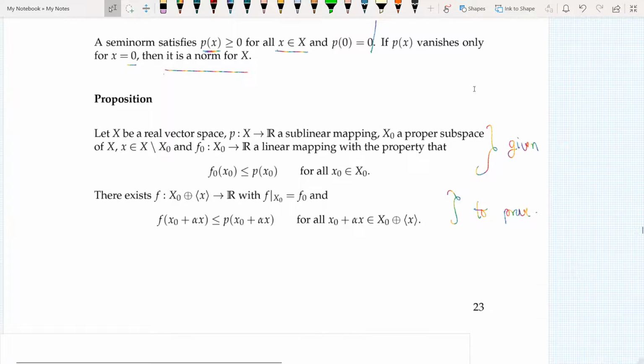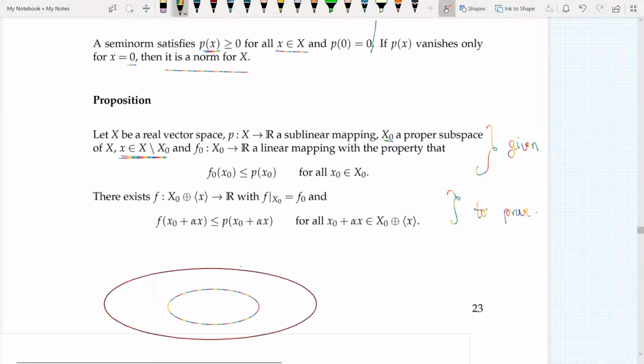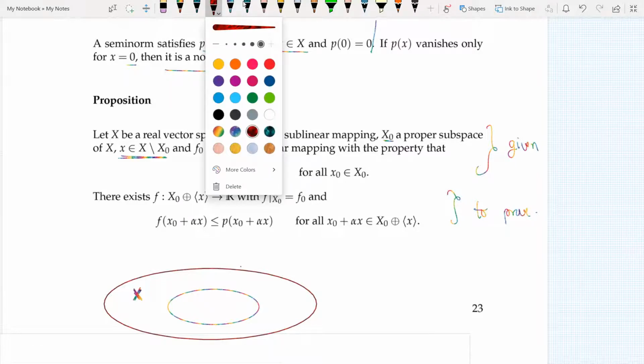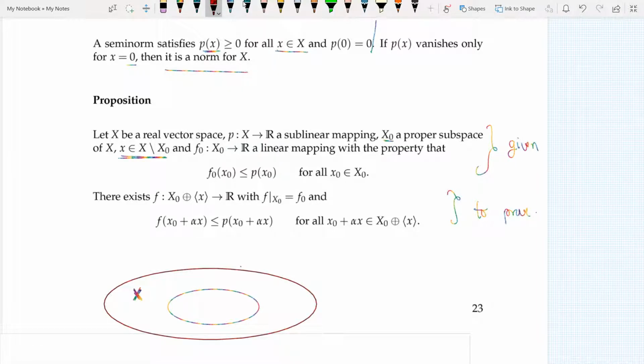So the proposition is, let X be a real vector space and P from X to R a sublinear mapping, and X naught be a proper subspace of X. If I have an element which belongs to this set, now what is this set? You can see it by a diagram. So think of this in this way. If I have X as a real vector space, let's call this X. This is my real vector space. And now I have X naught, which is a proper subspace. So this is X naught.